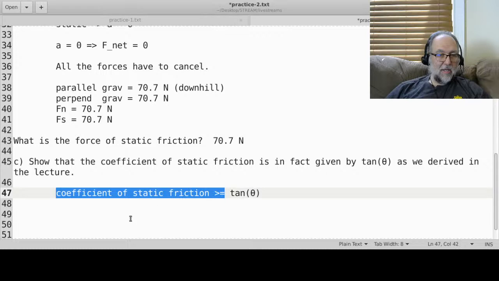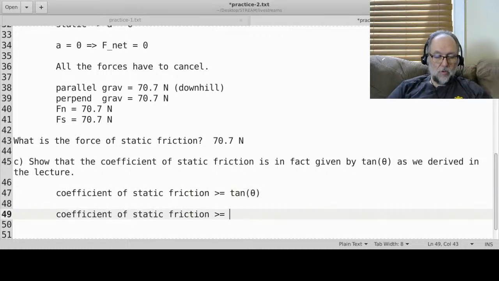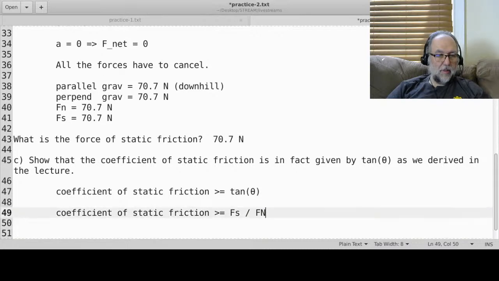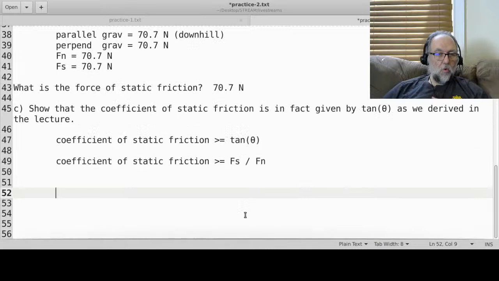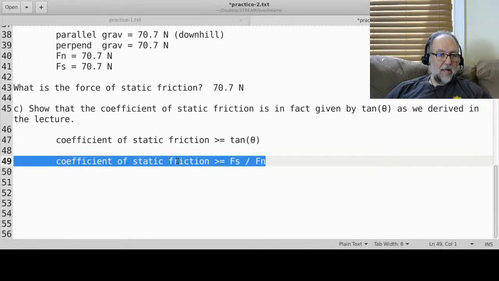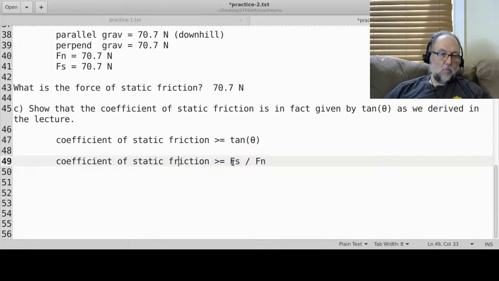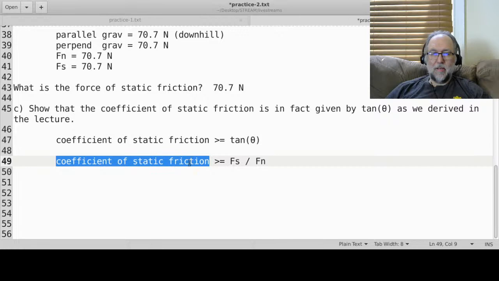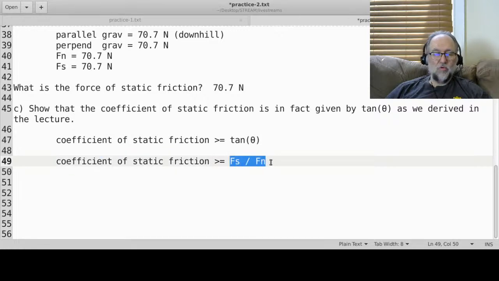The actual definition, or the actual original equation, is this: force of static friction divided by the normal force. So the coefficient of static friction is bigger than whatever the ratio is for Fs over Fn. I can't tell you what its value is going to be, but as long as it's bigger than this, it won't move.